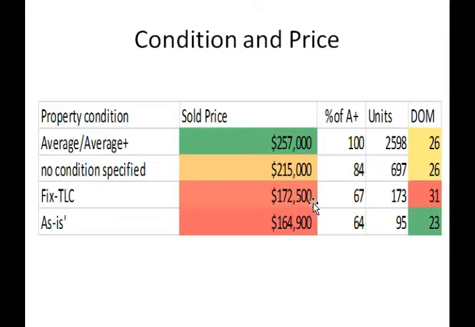So the fix-up TLC, for similar characteristics properties, only sold for $172,500, and as-is sold the lowest at $164,900. So you can see fix-up TLC were 67% of the average plus, and as-is were even lower at 64%. Now, interesting, the ones where no condition was specified by the listing agent sold at about 16% lower than the average plus. So we're probably seeing a blend of these conditions, these lower conditions mixed in.